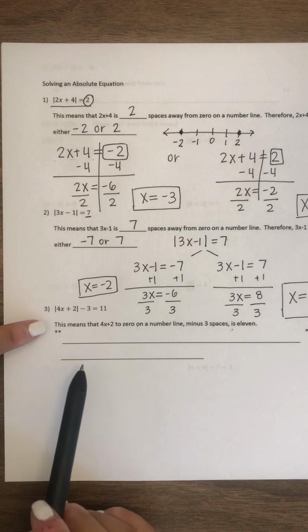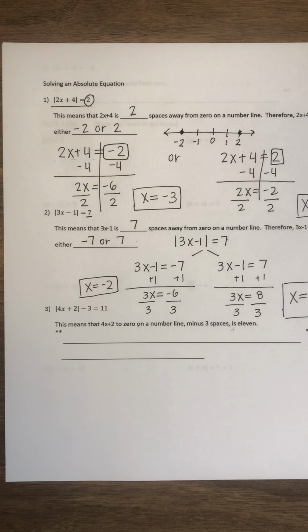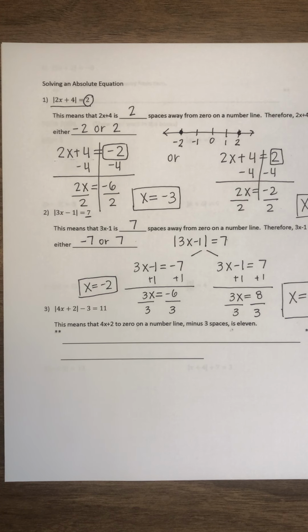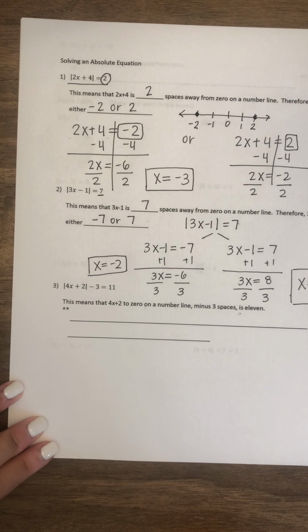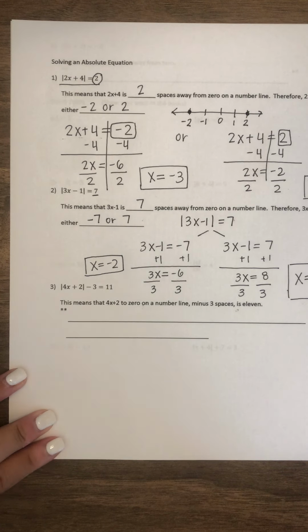So in words, this is saying that 4x plus 2, to 0 on a number line, and then minus an extra 3 spaces, is 11. So we do have an extra step in this type of problem, and here's a little reminder.